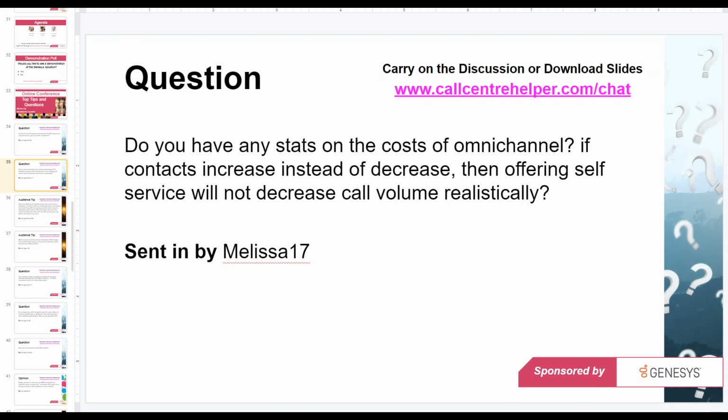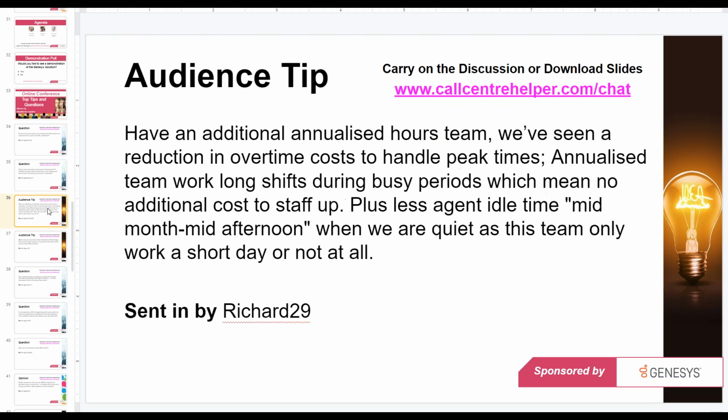What you lose in contacts gets taken up in Slack in call durations. So overall, roughly the same number of advisors are needed, if not more. Richard's tip here: we have an annualized hours team. We've seen a reduction in overtime costs to handle peak times.